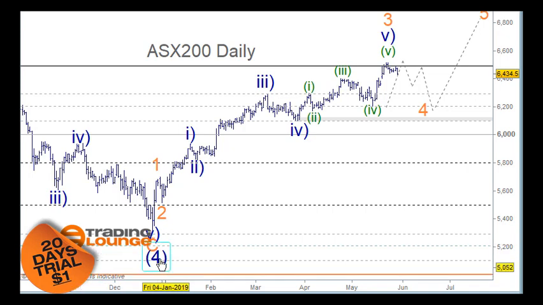And from the low here, we're counting up an impulse wave of 1 and 2, and then 5 waves up here for wave 3 of 1 and 2 and 3 and 4. And from 4 here, we've got 5 waves of 1 and 2 and 3 and 4 and 5. So we're at a medium level here, 6,500.